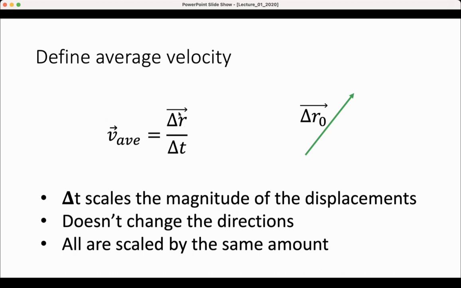And since every displacement is going to be divided by the same delta t, that is, for every displacement in my motion diagram, there's the same interval of time for that displacement, all the displacements get scaled the same amount, so they all change in the same way. And so all of the velocities can be represented by the same arrows that were representing the displacements.